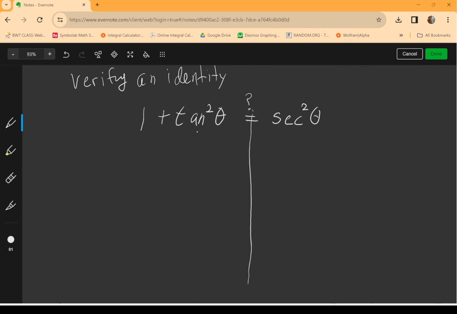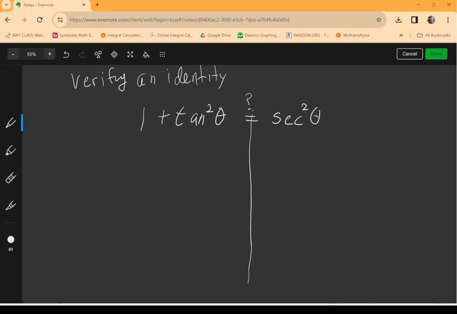My goal is to manipulate this, applying identities and using some algebra where necessary, working my way down until in the end I'm left with the quantity secant squared. And that verifies it. Once you show that you did some manipulation on the left and got the exact same thing that is on the right, you are done. You have verified the identity.